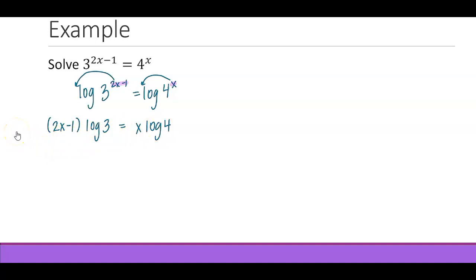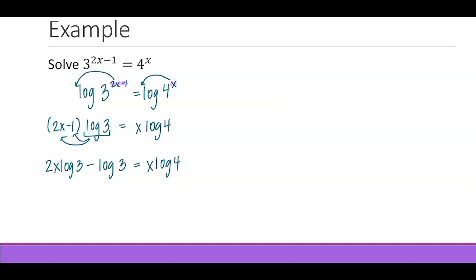But in order to do that, I'm going to have to distribute log 3, which is just a number, into each term of the binomial over here. So in other words, this becomes 2x times log 3 minus log 3 equals x times log 4. Because remember, log 3 is just a number. So kind of think about it as having 2x minus 1 times 3. Well, what would the natural thing to do be? Distribute in the 3. It's the same idea. Log 3 is just a number. So we distribute it in. And that will allow us to collect like terms.